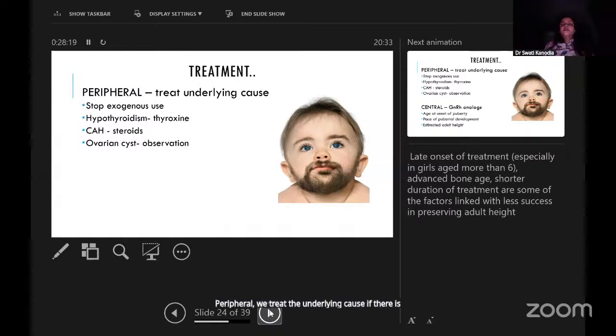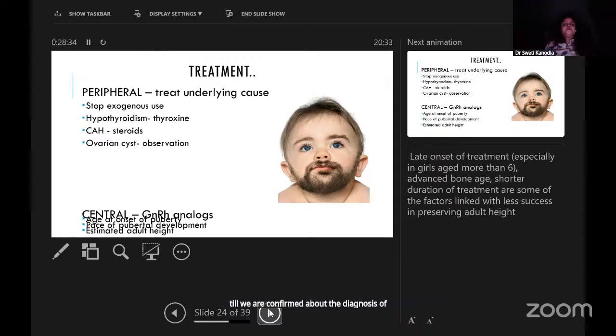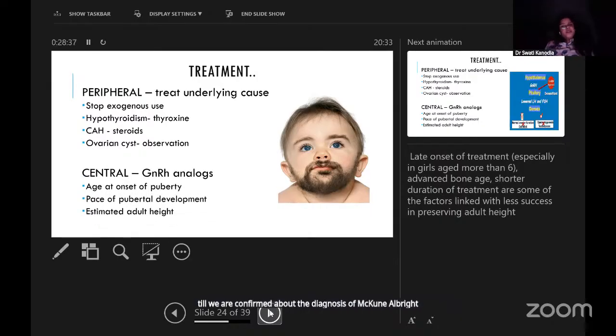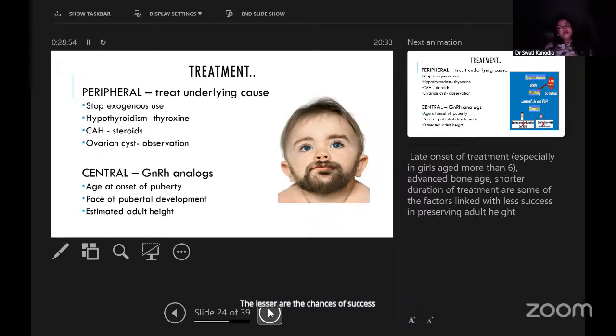If any steroids or hormonal treatment are being used, we stop the exogenous use. Hypothyroidism, we treat with thyroxine. CAH, we treat with steroids. And ovarian cyst, we observe till we are confirmed about the diagnosis of McCune-Albright. In central, we use GnRH analogs, and the treatment success depends upon the age at onset of puberty, the pace at which puberty is progressing, and the estimated adult height. So the later the treatment is started, the lesser are the chances of success in preserving adult height.